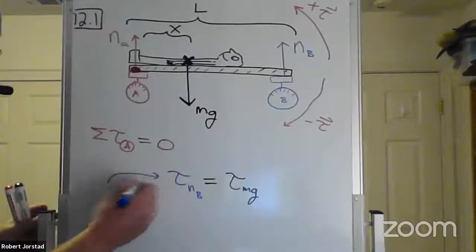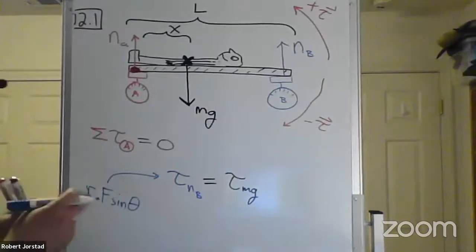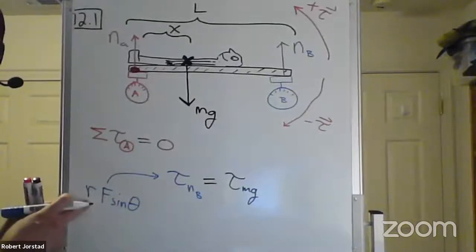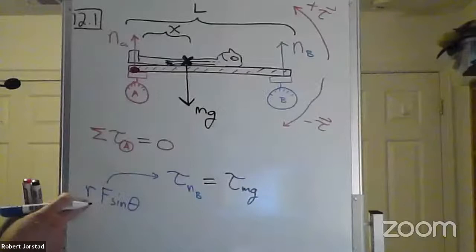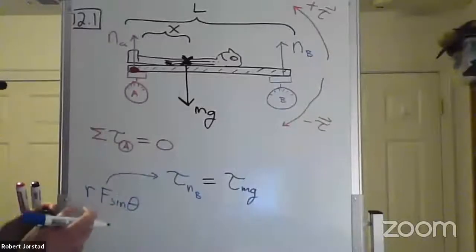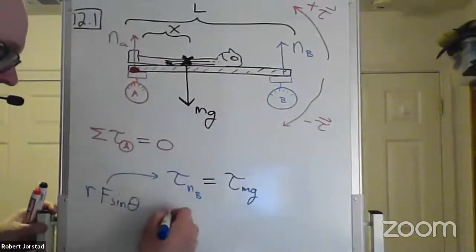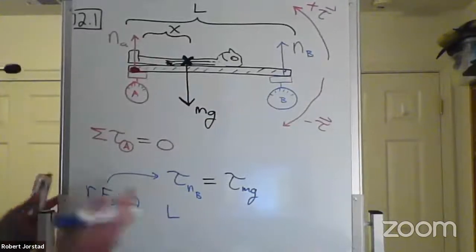So to be clear, he said, can't I just use R F sine theta? And I said, absolutely. What does R mean in that equation? That was you, Jesse, right? Yes. So what is R for that particular force? Would it be L? L. It's from the pivot point to the point where the force is applied. Sweet. So it's L. What's the force? Well, that's just NB. I'll do that part. What is the angle that you see? Is it 90 minus theta?